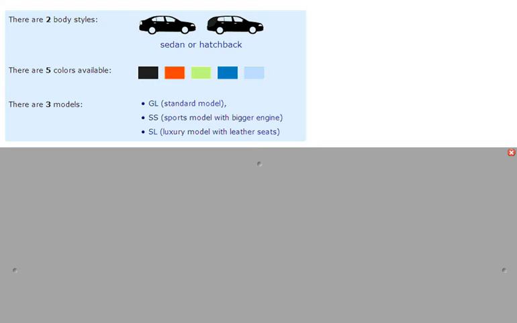Let's look at a typical problem where we are ordering a car and these are our options. We could have a sedan or a hatchback. Both of those come in 5 colors, and they both come in 3 models, GL, SS, or SL.